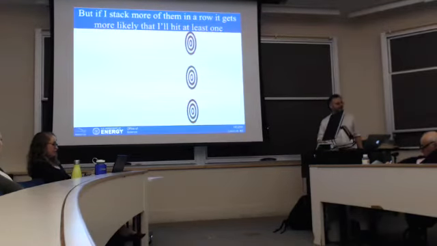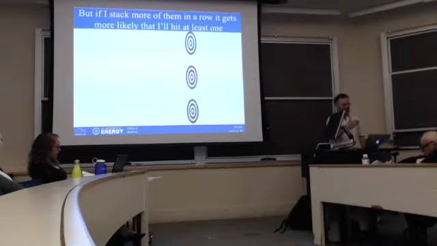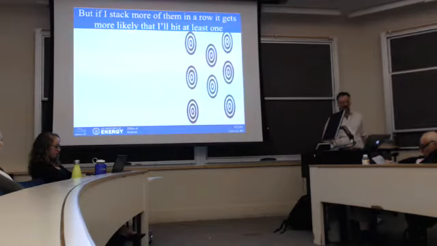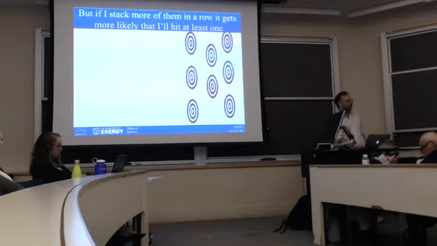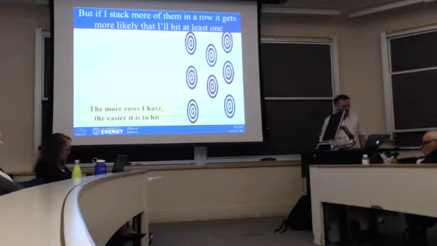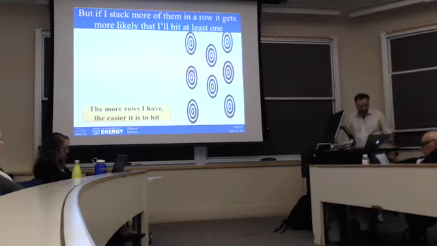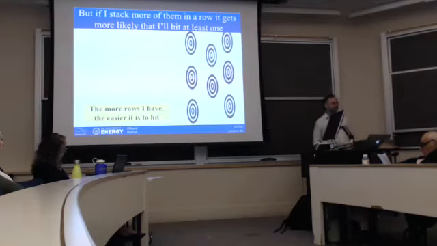So one way that I can increase my chances of hitting this thing is if I stack more of them in a row. So instead of just having one row of smaller targets, let me get multiple rows of them. If I have multiple rows, then I start shooting, I can miss a front target, but hit one of the back ones. Miss the front, hit a middle row one. In general, the more rows that I have, the easier it is to hit.